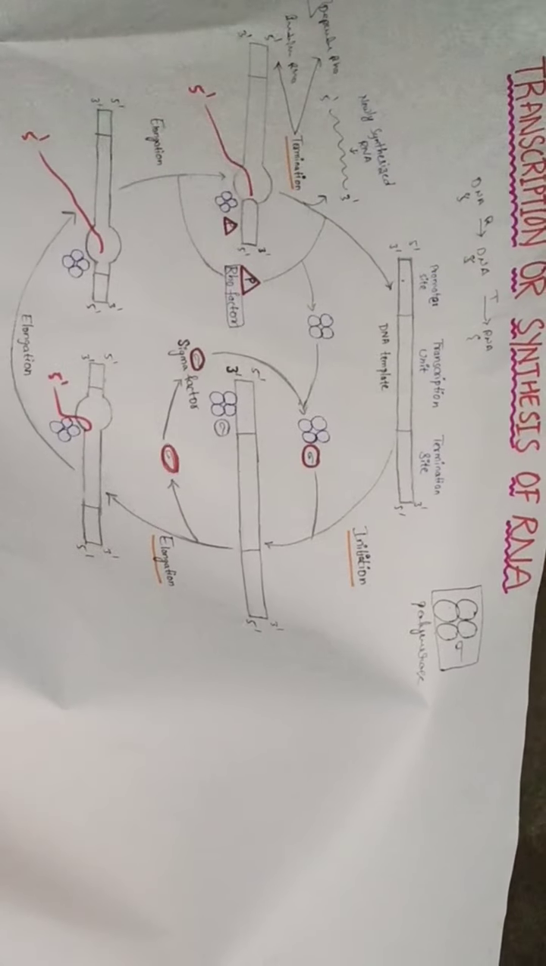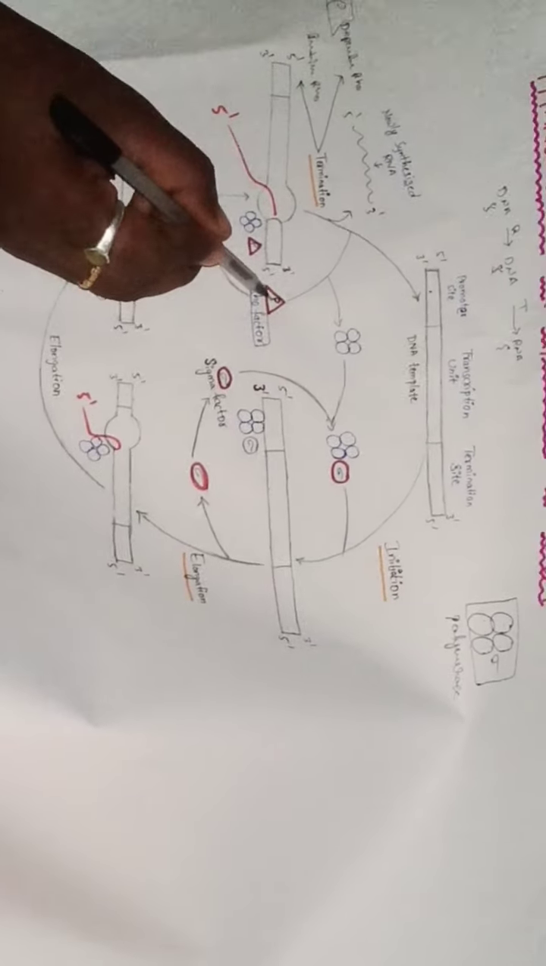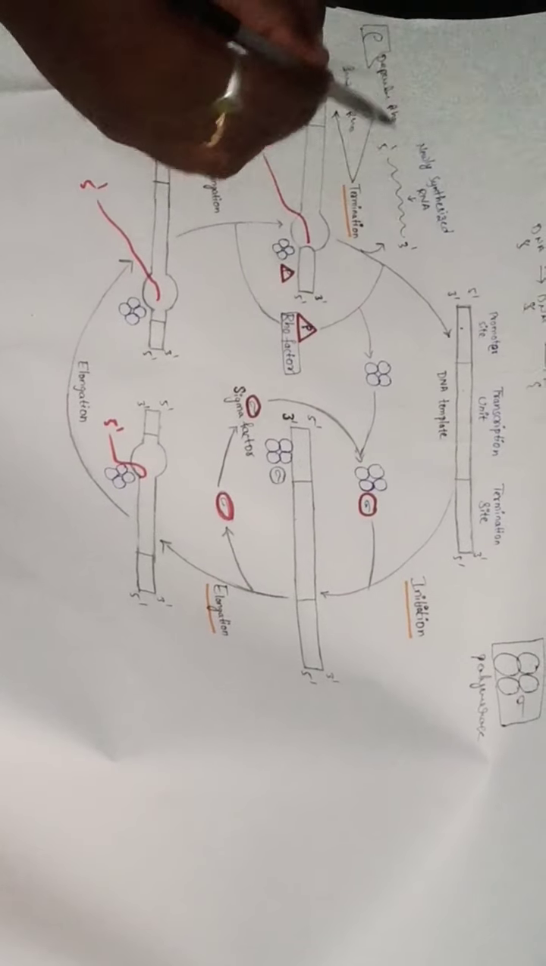What is the rho factor here? The rho factor is nothing but a specific type of protein. It binds to the growing RNA, and it causes termination, the separation of the RNA from the DNA. That is the dependent rho factor.